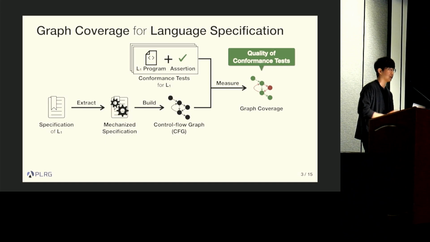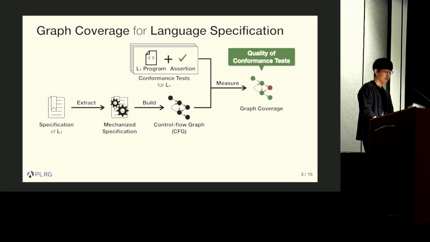one language specification. For this approach, first we extract a mechanized specification from the specification, then build a control flow graph, and then measure some graph coverage in the CFG using the conformance test. And it represents the quality. We can also utilize this coverage information in other applications such as coverage-guided fuzzing or test minimization.